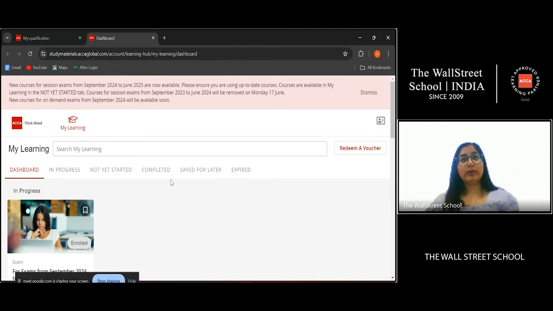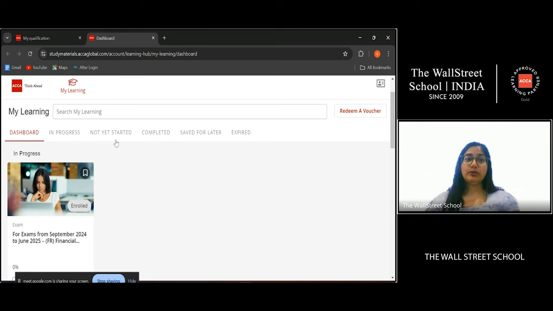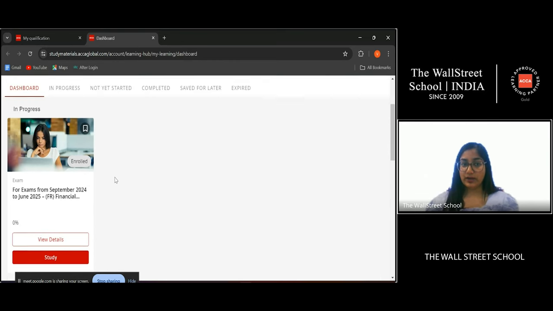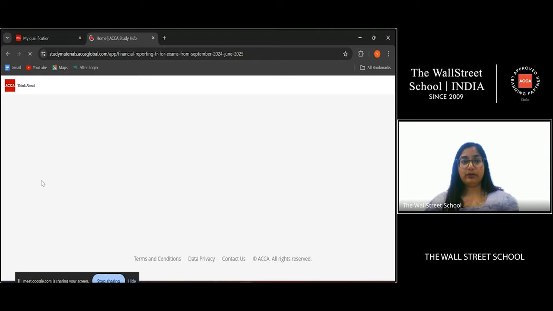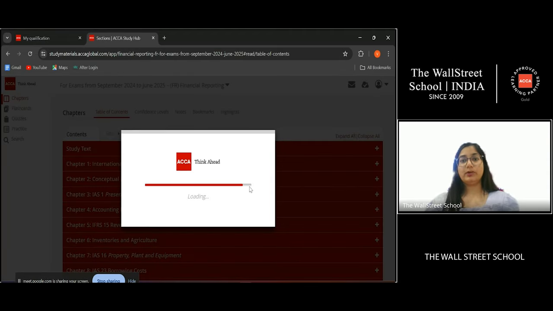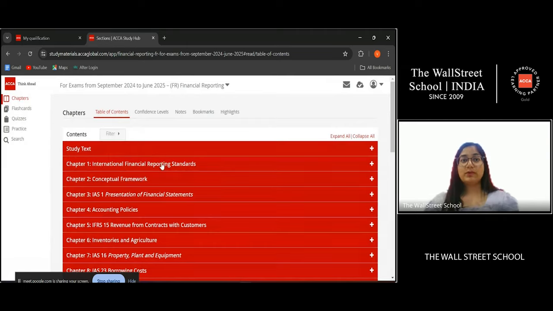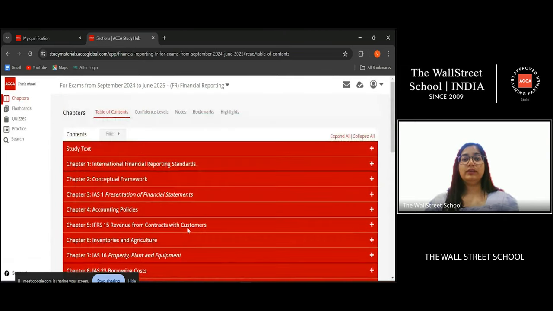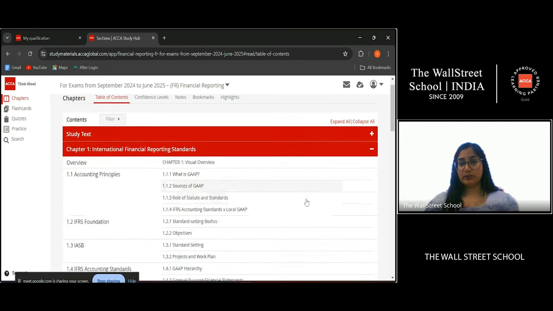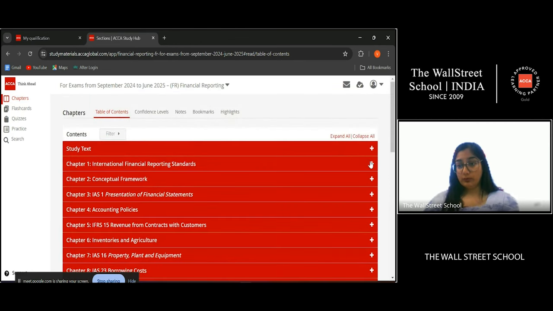So what you need to make sure is during the week, you'll be practicing from the study hub itself, and you need to assign Financial Reporting as your subject. And for exam September 2024 to June 2025, you'll get the latest questions. Once you assign it, you will see topic-wise discussion or the areas will be given to you. So you can either refer to Study Hub or to the Kaplan study text, whichever way is convenient for you.